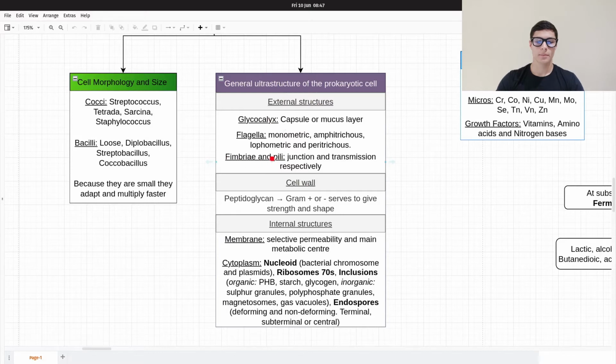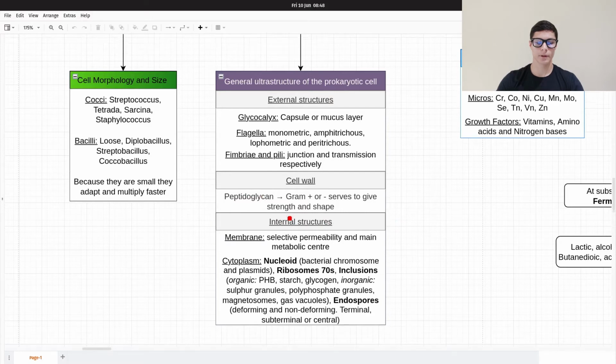Then we have fimbriae and pili. Fimbriae is used for junction between bacteria and pili for the transmission between them. Cell wall, well, the peptidoglycan. This is a very important component because this will differentiate between gram-positive or gram-negative bacteria, and it serves to give strength and shape to the cell. Gram-positive bacteria have a lot of peptidoglycan, almost from 50 to 90%, and the gram-negative, they have only a few of peptidoglycan.